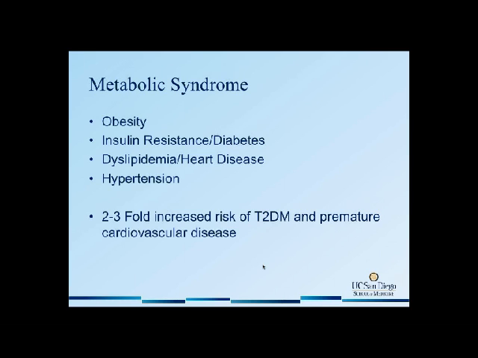The characteristic features of metabolic syndrome include obesity, which we've talked about, insulin resistance and/or diabetes, dyslipidemia and heart disease, as well as hypertension. And we know that adults that have metabolic syndrome have an increased risk of type 2 diabetes as well as premature cardiovascular disease.